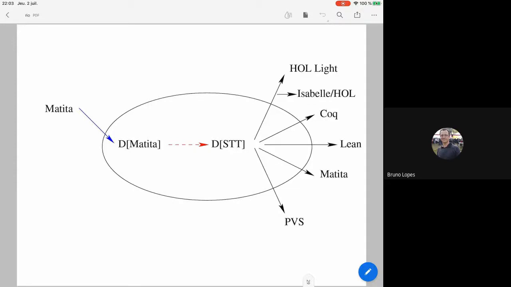Then there is this partial function from the theory of Matita expressed in deducti into simple type theory expressed in deducti. In the case of the proof of Fermat's little theorem, all the proof could be translated to simple type theory. And then he was able to export this proof to HOL Light, Isabelle HOL, Coq, Lean, Matita, and PVS. In fact, to PVS we did it with César Munoz from the HOL Light proof. We adapted the translation from simple type theory to HOL Light to the case of PVS.